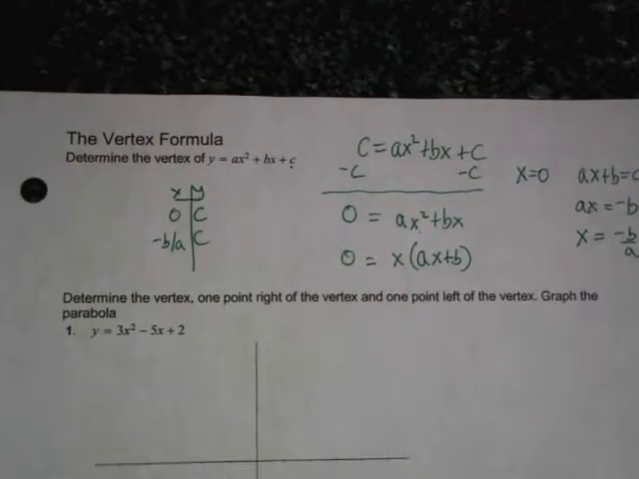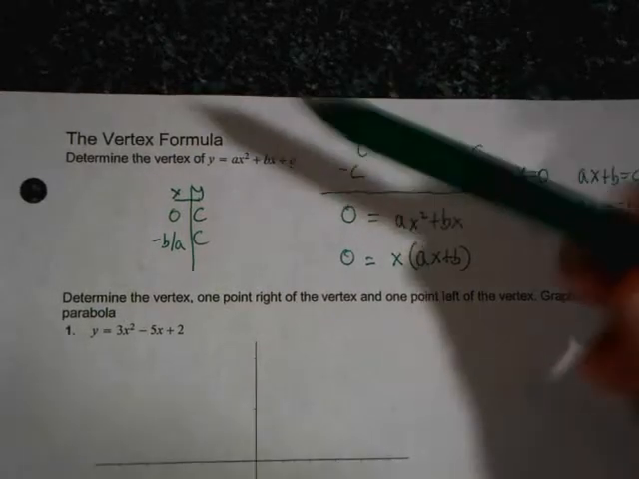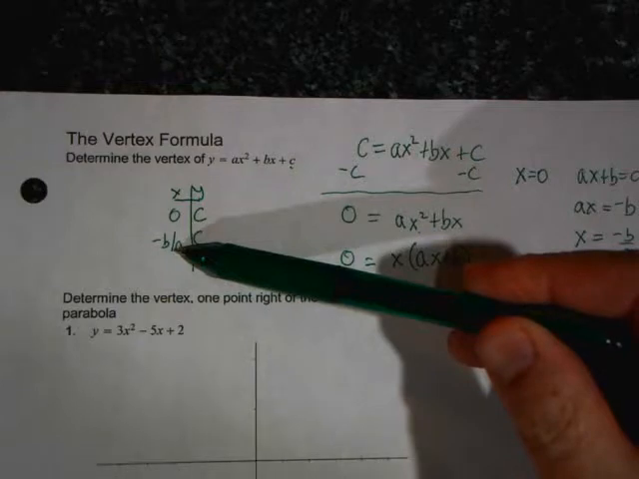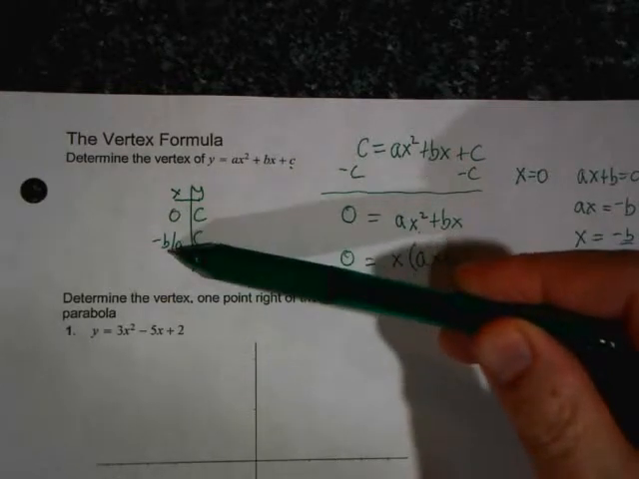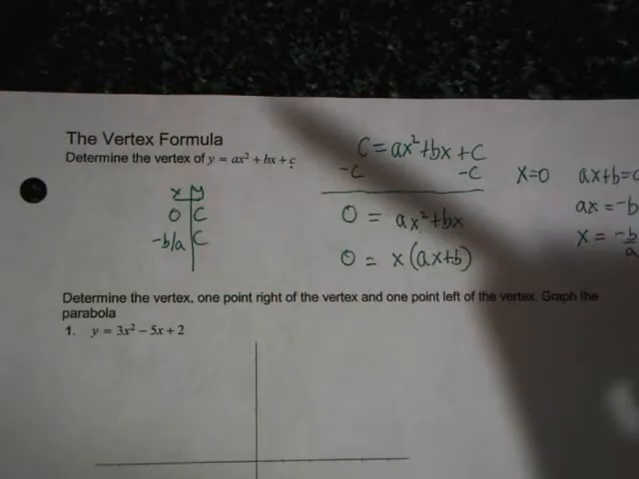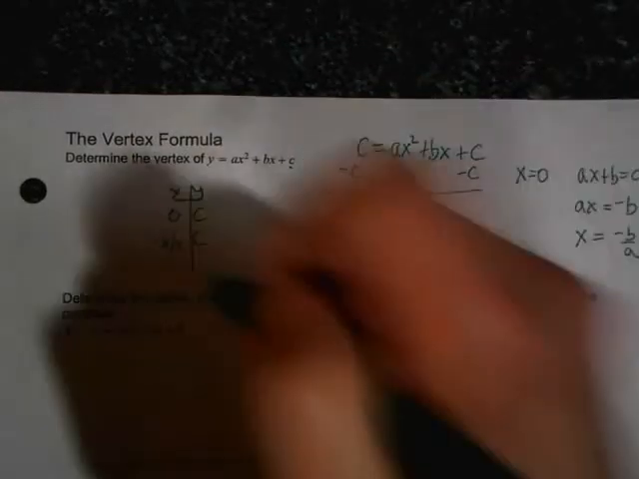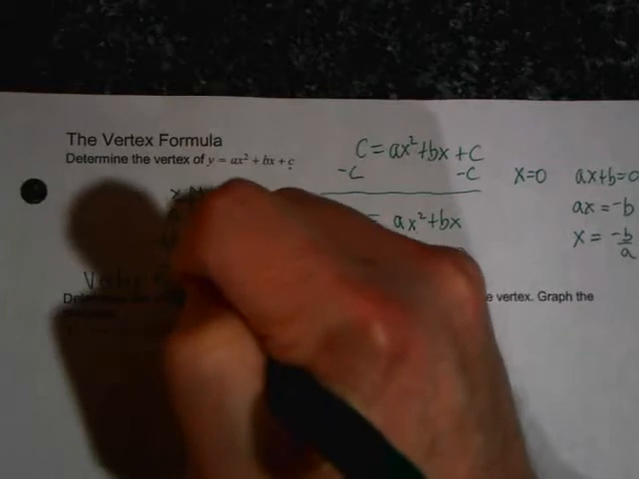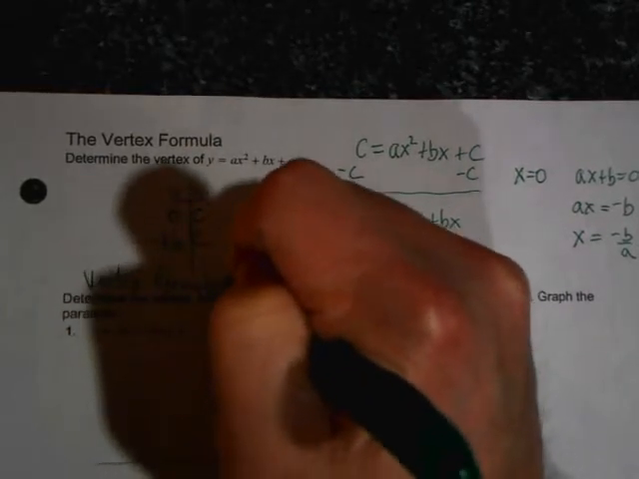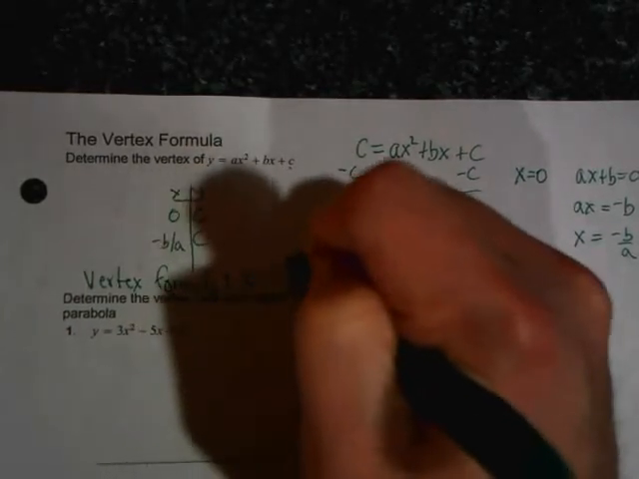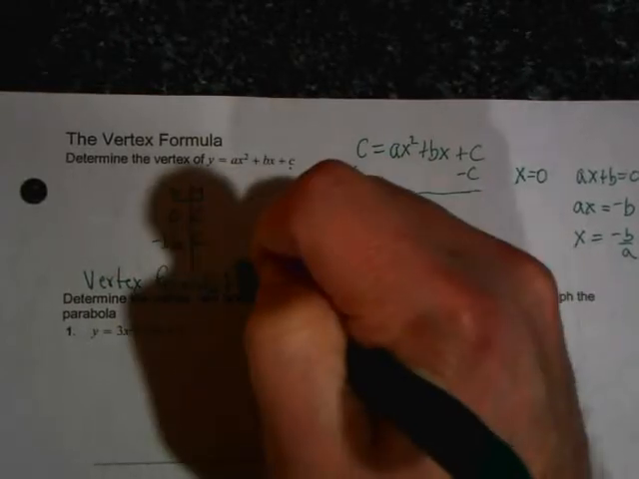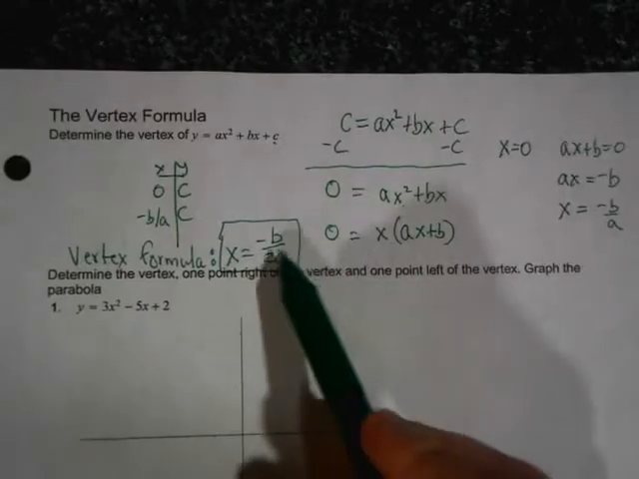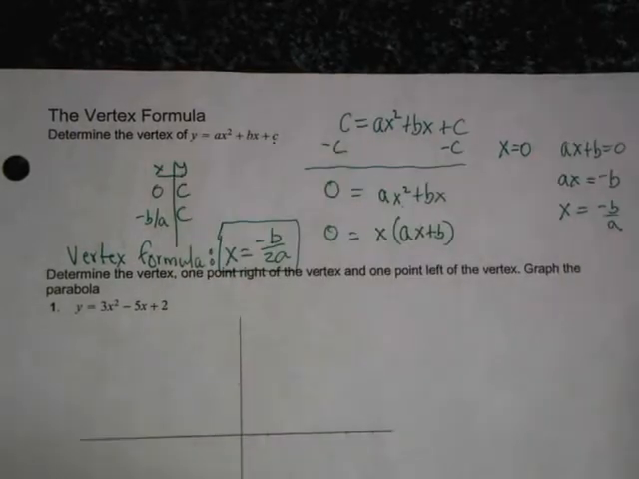So where is the vertex? Well, the vertex has to be halfway between 0 and negative b over a. So I would add these together. 0 plus negative b over a is negative b over a, and then I would divide by 2. So the vertex formula is x equals negative b over 2a. And then what you have to do is take that number and plug it in to find the y.